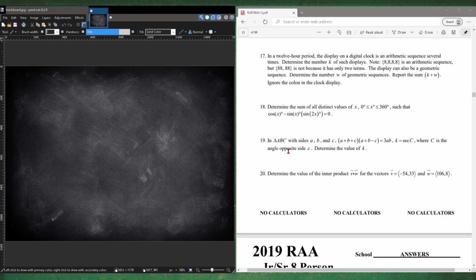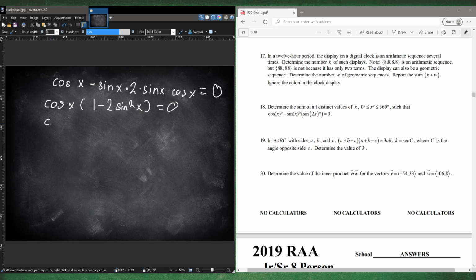Number 18, determine the sum of all distinct values of x. So basically, all we have to do is just know some trig identities, which is cosine of x minus sine of 2x, and sine of 2x is equal to 2 times sine of x times cosine of x, equals 0. Distribute out a cosine of x. So you get cosine of x times 1 minus 2 sine squared of x equals 0. So either cosine of x equals 0 or 1 minus 2 sine squared of x equals 0.